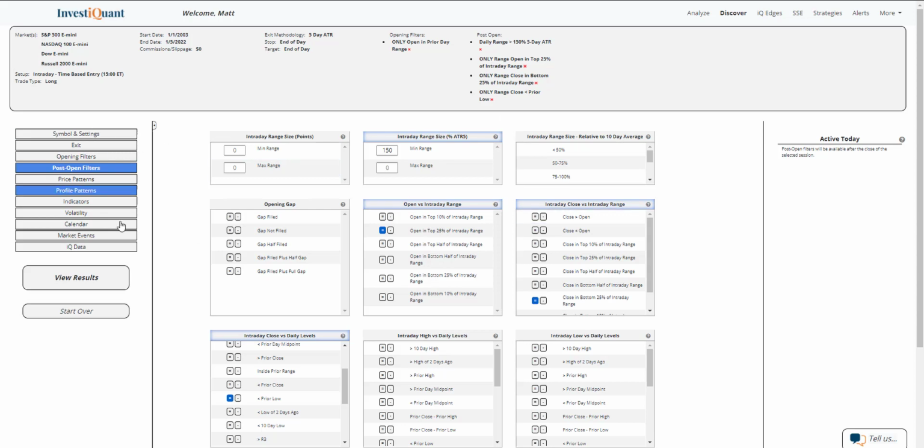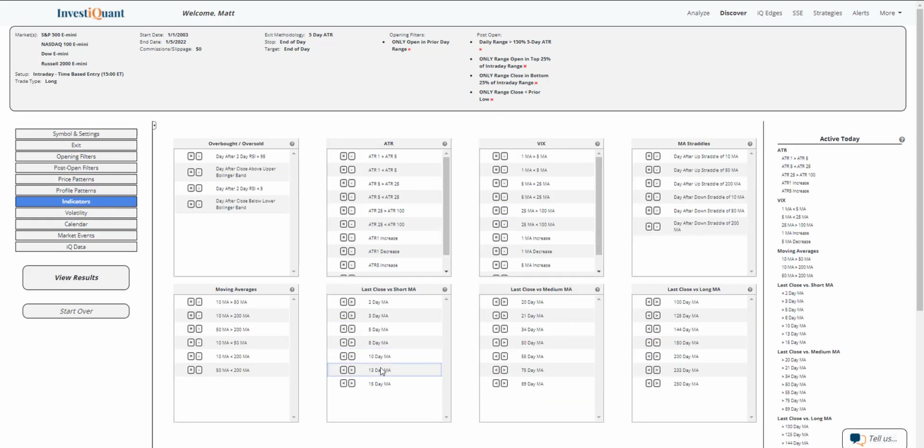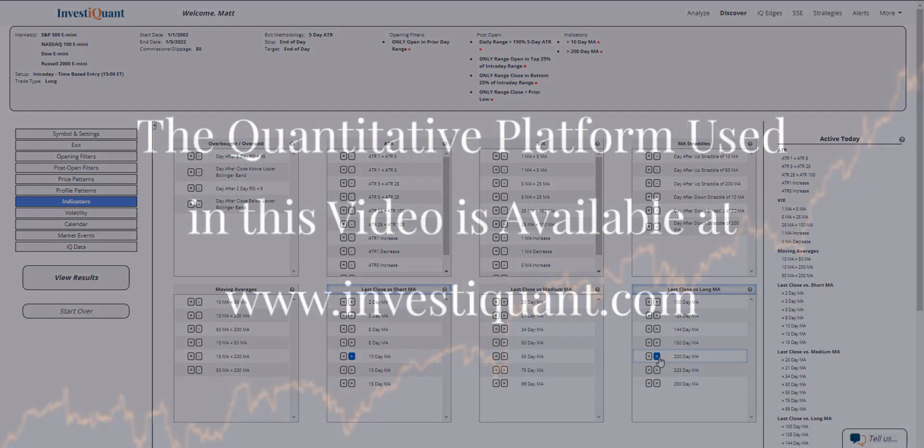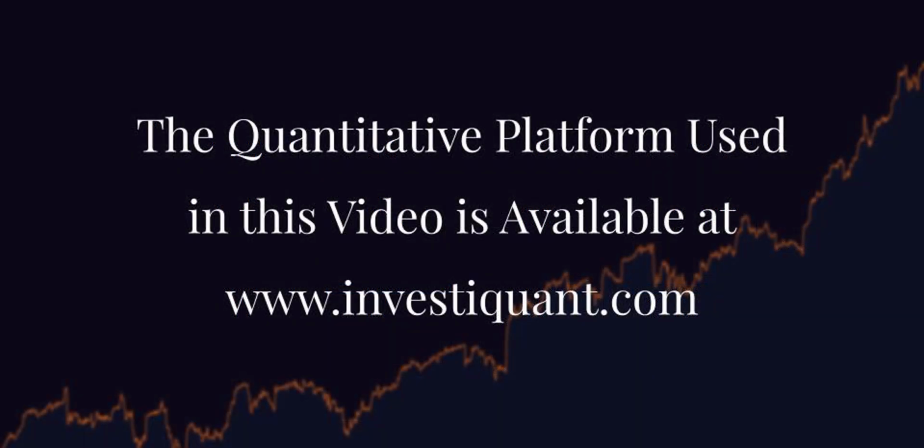And then the last thing I'm going to do is just put us in a similar market environment. We are coming off the heels of a close that was above a 10 and 200-day simple moving average. So I'm going to add both of those and then click View Results. All right, here we go.